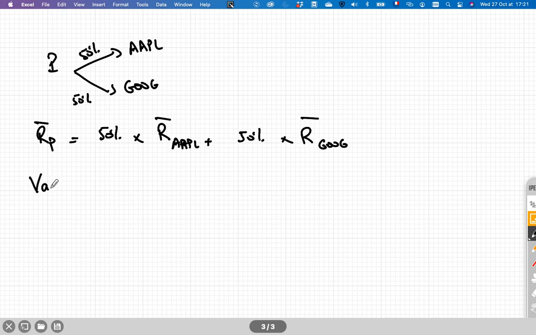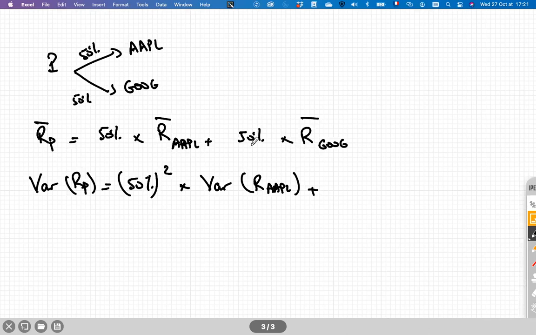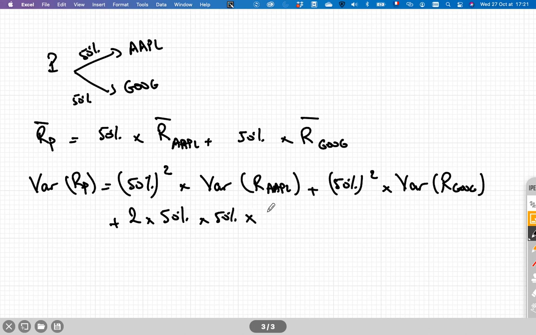To compute the variance of the return of the portfolio P, it is equal to the weight invested in Apple, 50%, squared, times the variance of Apple, plus the weight invested in Google squared times the variance of the return of Google, plus 2 times the weight invested in Apple times the weight invested in Google times the covariance between Apple and Google.